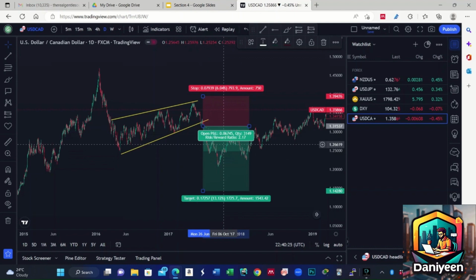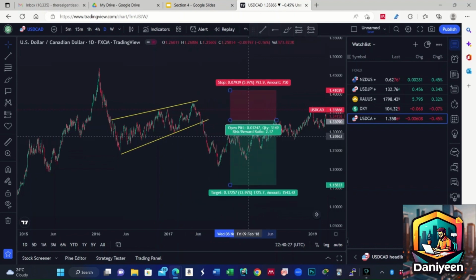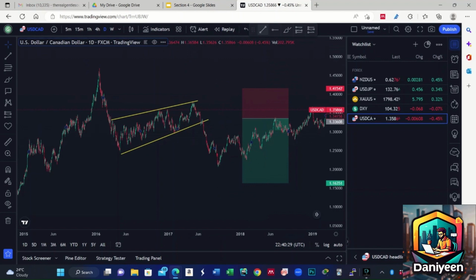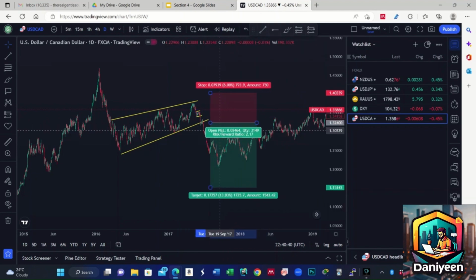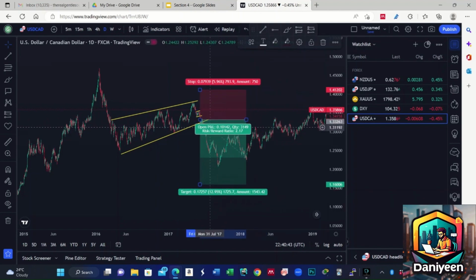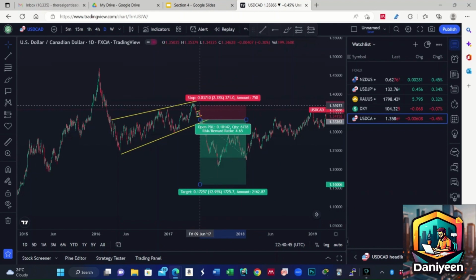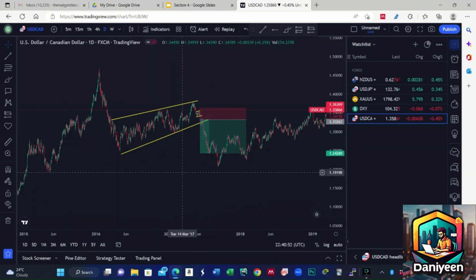So you can also time your entry inside here, since we have another correction inside. So your entry can be inside here, and your stop loss will be just above the correction. So that is it. So you might be wondering, what is take profit, what is stop loss?